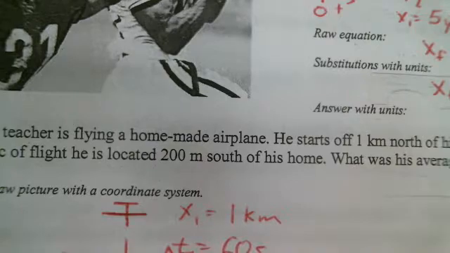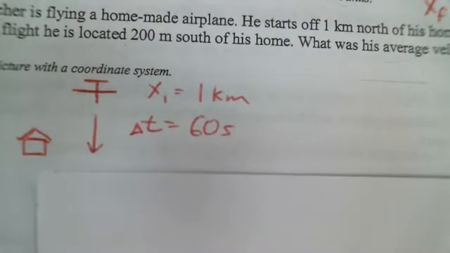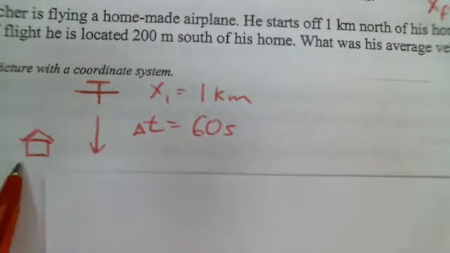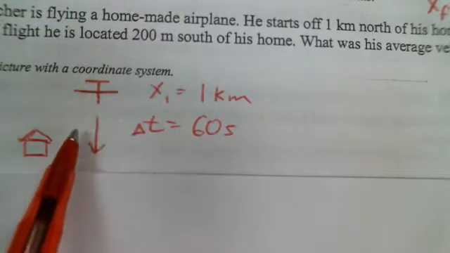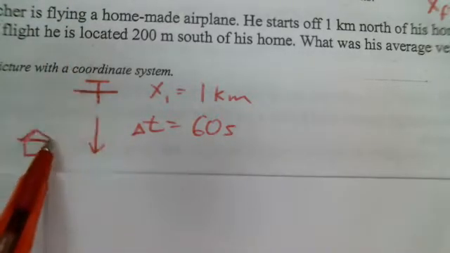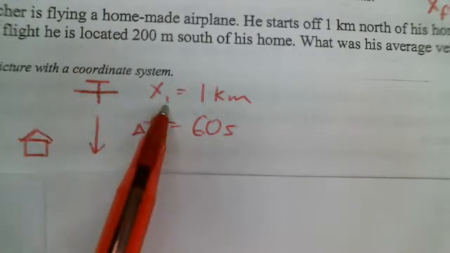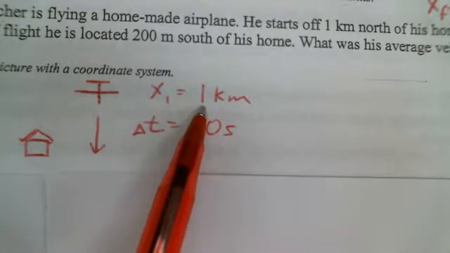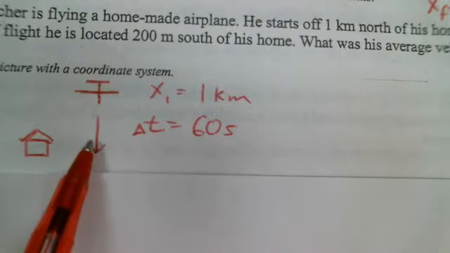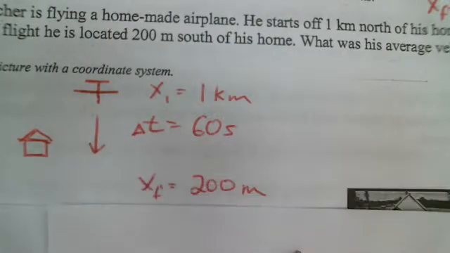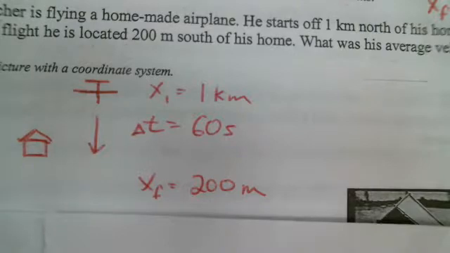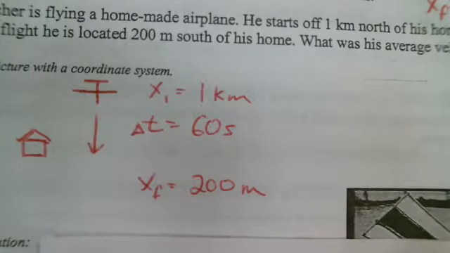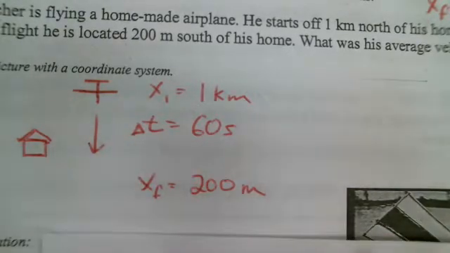So the picture is going to look like this. Here we have the home, and I'm pretending that this paper is a map. So the location of the airplane is initially on the north side of the house, which is on the top side, and the initial location is 1 kilometer. The elapsed time of this motion is 60 seconds, and then the final location is given to us as 200 meters. Before I go on to my equation, I have to check my signs and my units.